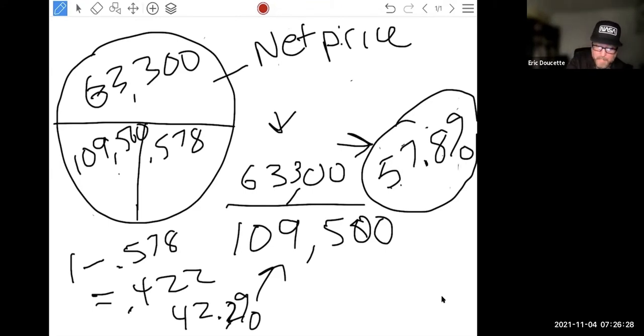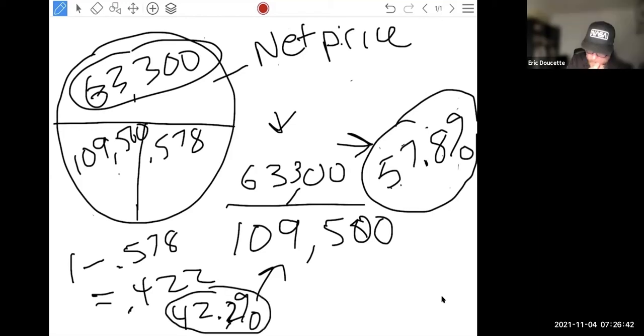So when the question asks you what is the discount rate, you can't take the net price. Now, if it had given me the discount amount here instead, then I would have been able to just do the division, and whatever the rate came out to, that's what it was. But because I'm dealing with the net price, I have to deduct it from 1 and take the complement of that. So in this case, it came out to 42.2%.